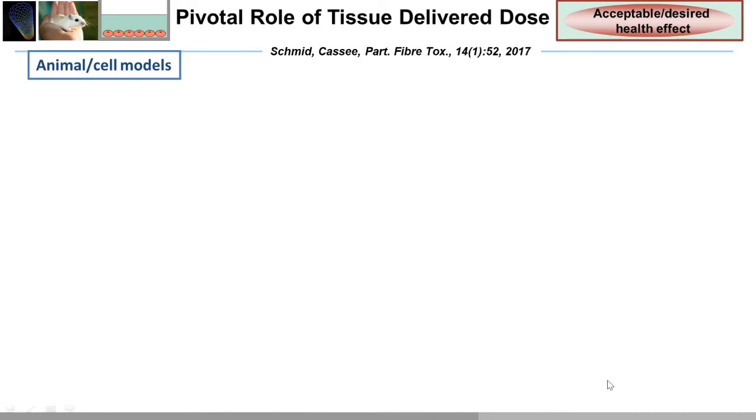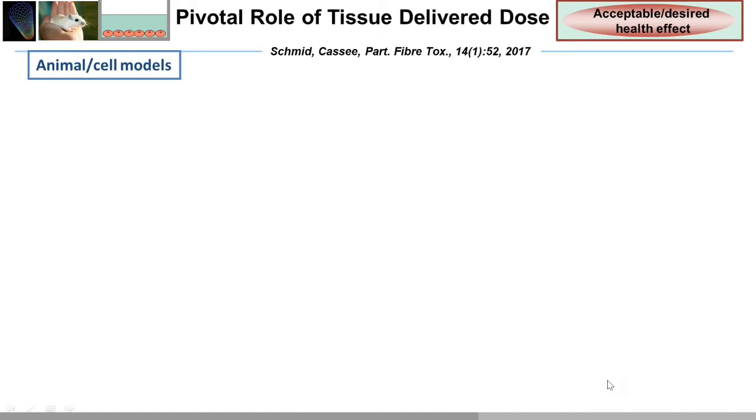So Otmar Schmid from the Helmholtz Zentrum Munich, giving an introduction on the role of tissue-delivered dose and dose metering for hazard prediction and risk prediction.